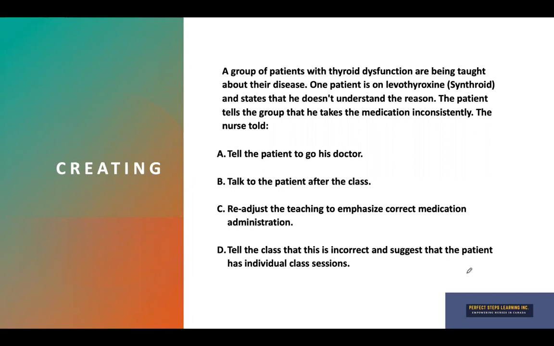The patient tells the group that he takes the medication inconsistently because he does not even know why he is taking the medication in the first place, right? So if you are teaching this kind of a group and one of the patients is talking like this, what is the best thing the nurse should do? Okay, so the nurse should, A, tell the patient to go to his doctor.